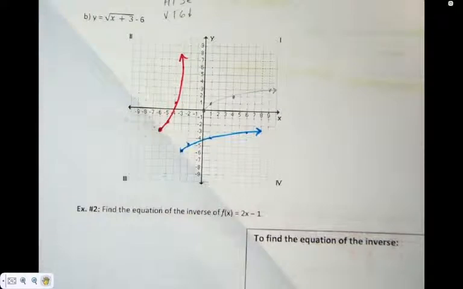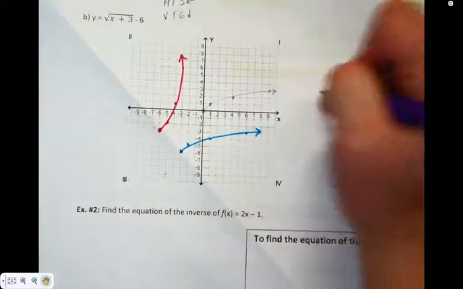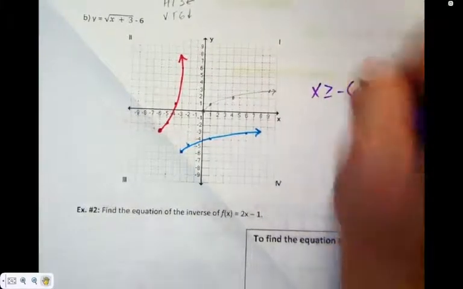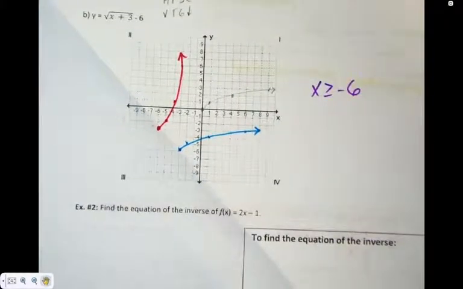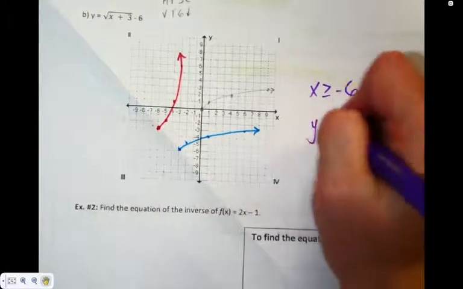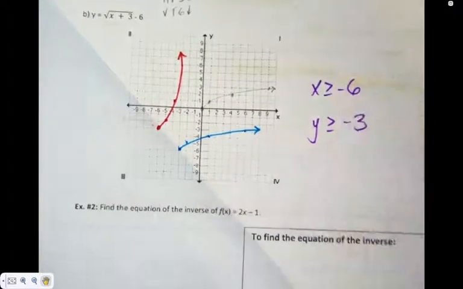Write down the domain and range of our last graph. X is greater or equal to -6. Y is greater or equal to -3. There's the offers.